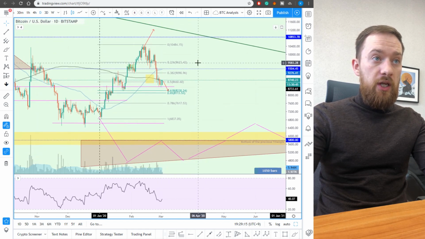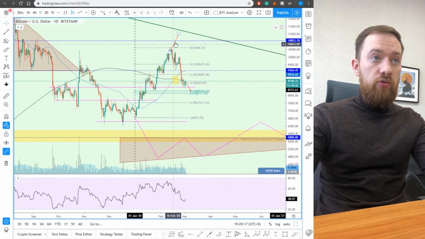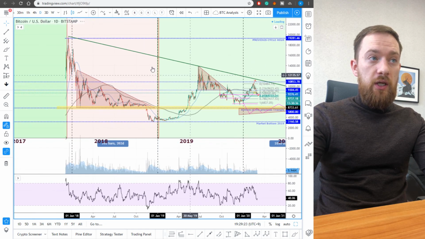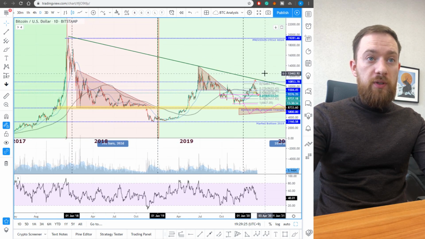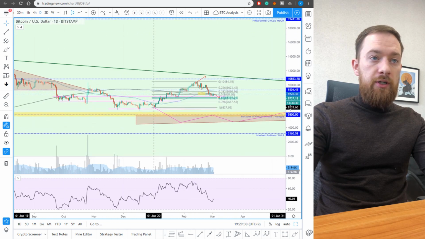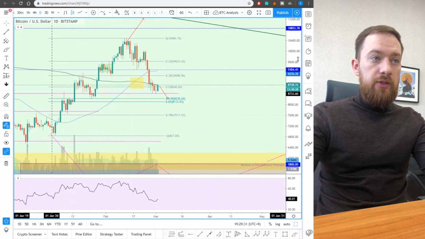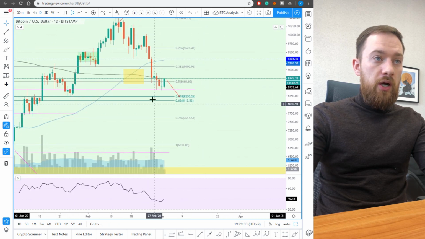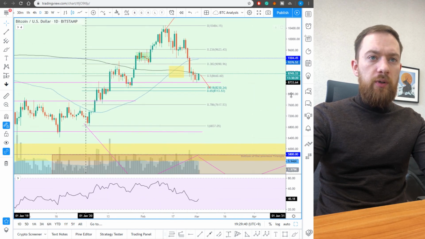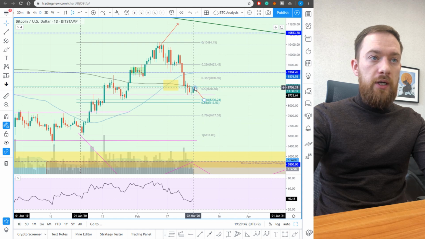But at the current stage, you can see that we did not reach the downward channel starting from the previous top, which was in 2018. So we haven't reached that top yet, and the price started its retracement earlier. We can also see that we are currently rechecking the 200 as a resistance right now. And the conclusion is that we are probably going to go down even further.